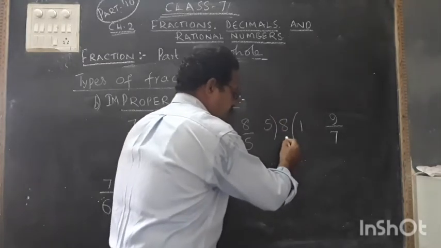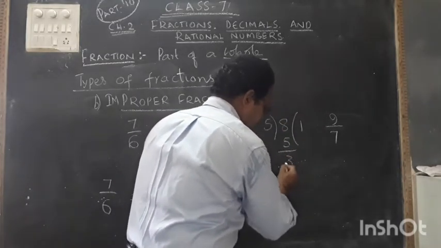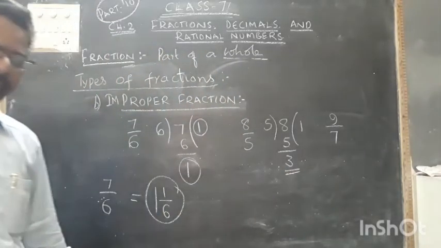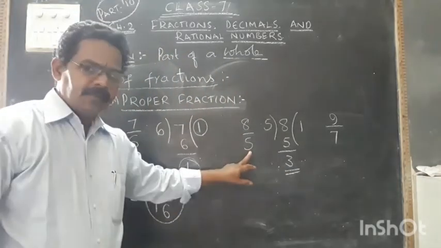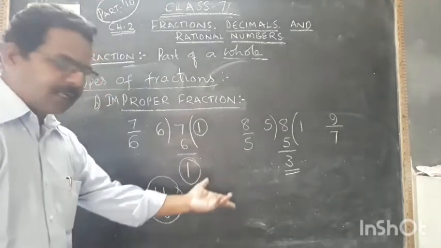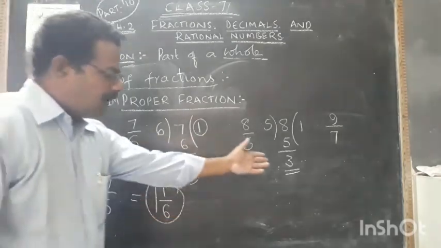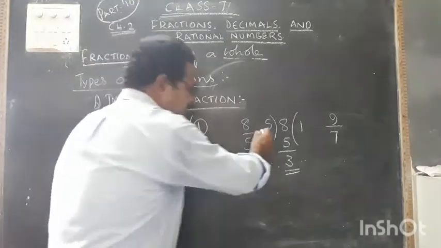5 1s are 5. Remainder is equal to 3. 3 is the remainder, that is less than 5. Understand? So we cannot divide later. We have to leave it like that. So 5 1s are 5.